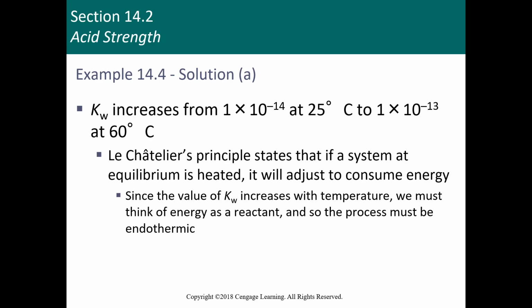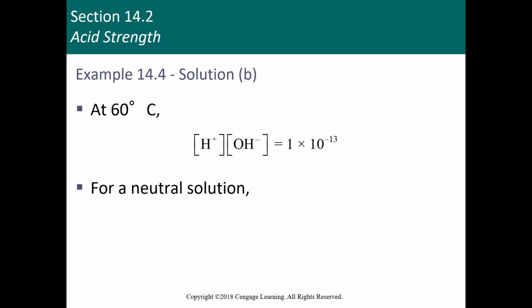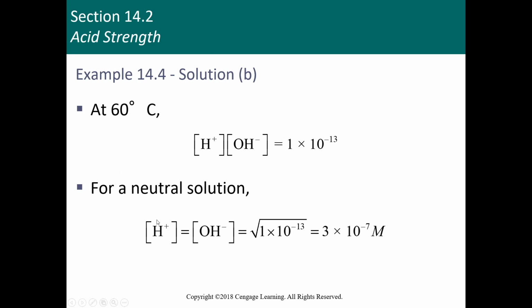Very good. All right, so the next thing we need to do then is use this value right here with our equilibrium expression and figure out what concentrations would work for this. So we're looking here for a neutral solution. Right here we have our equilibrium expression, H plus times OH minus, equals our Kw at 60 degrees. This is going to be for a neutral solution. So in a neutral solution, the H plus and OH minus have to be the same. That means these are the same terms.